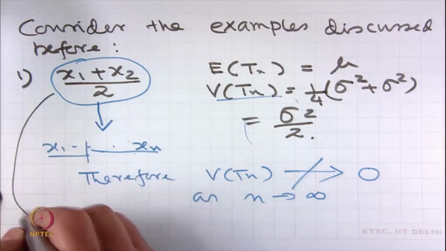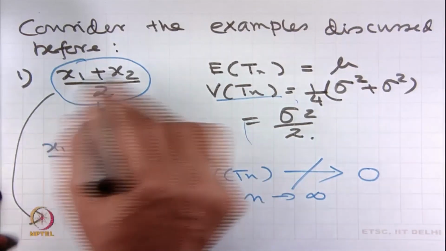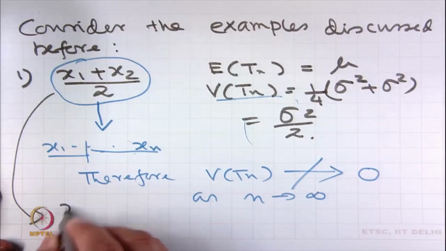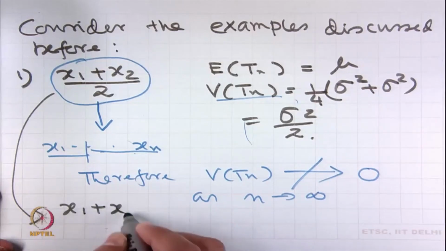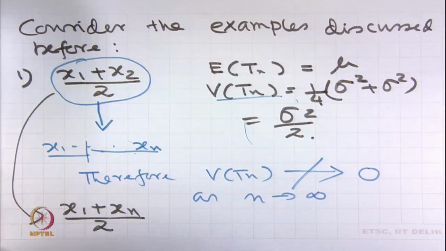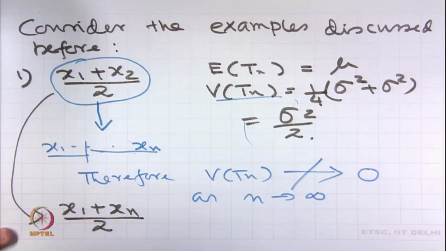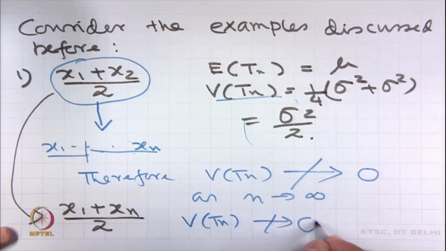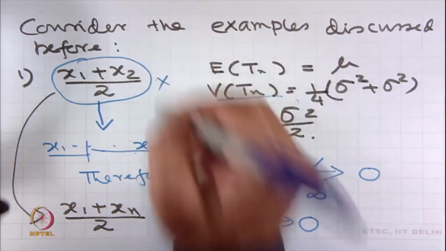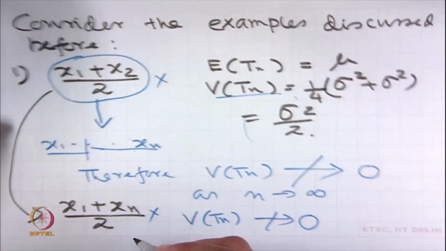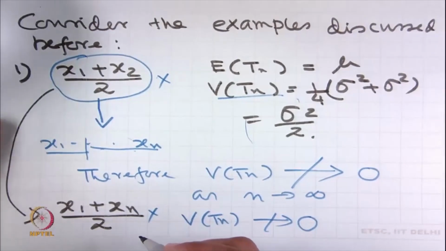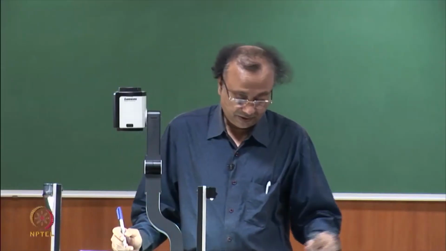Suppose instead of x 1 plus x 2 by 2, I would have chosen x 1 plus x n by 2, then this is also unbiased. Also, I am taking care of the large sample that I have taken, but here also variance of Tn will not go to 0. Therefore, neither this nor this is a consistent estimator of mu in this case.